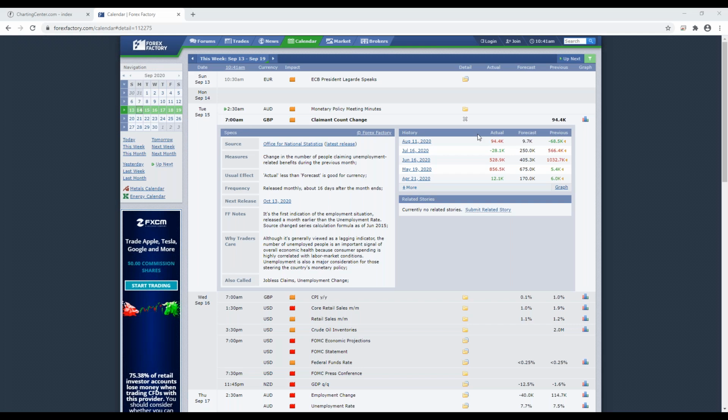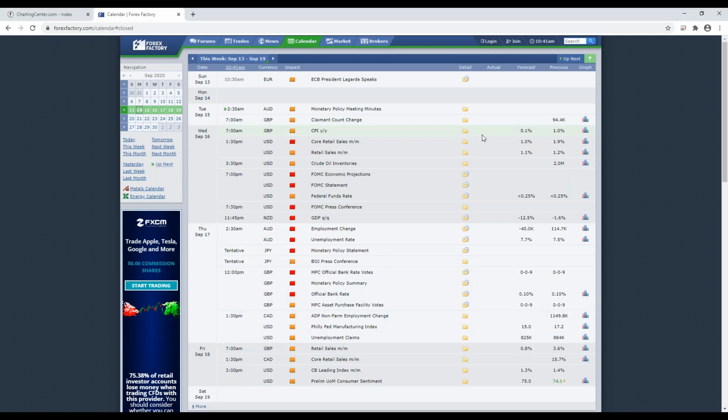And the good news, if there is any good news about the COVID-19 pandemic, is that all the UK data is now released at 7 o'clock in the morning.